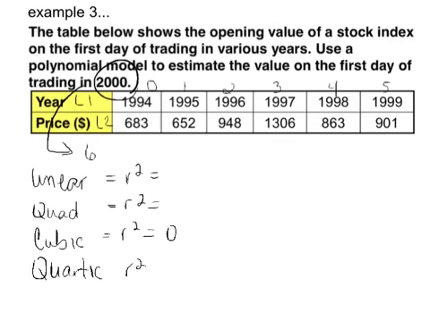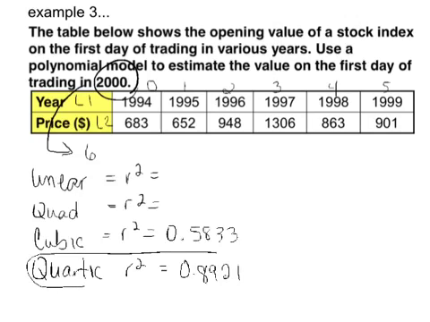Our cubic r squared value is 0.5833, and our quartic is 0.8921. Okay, it's not the greatest data, but quartic is pretty darn close. So once we do our quartic regression, you're going to do the same steps as the last one, and we get an equation like this.